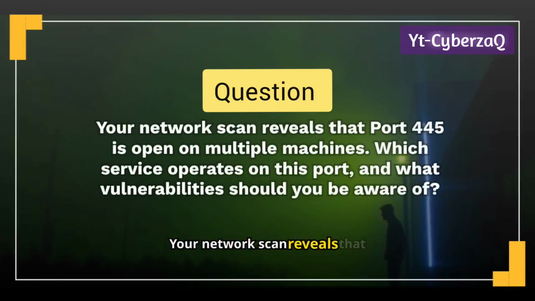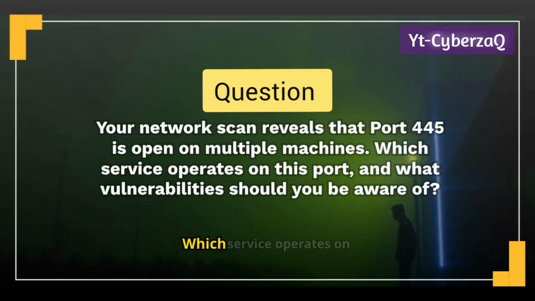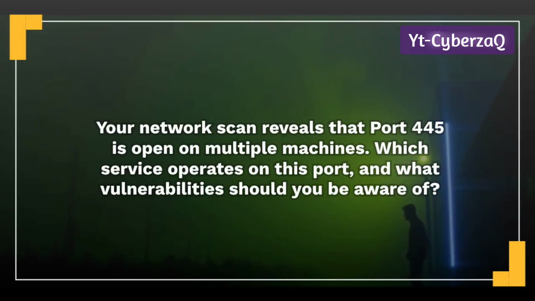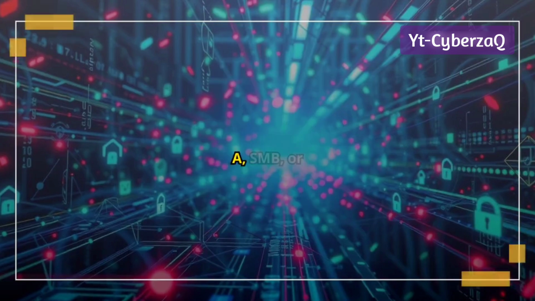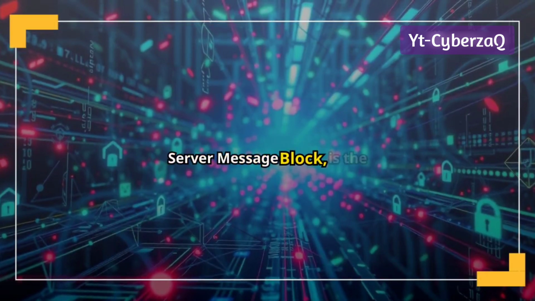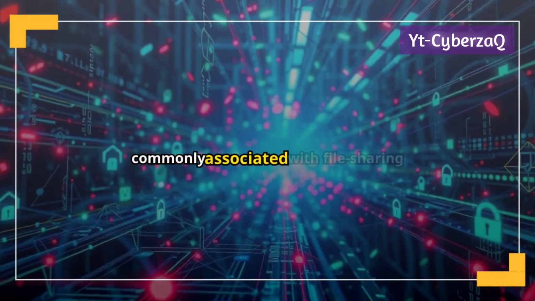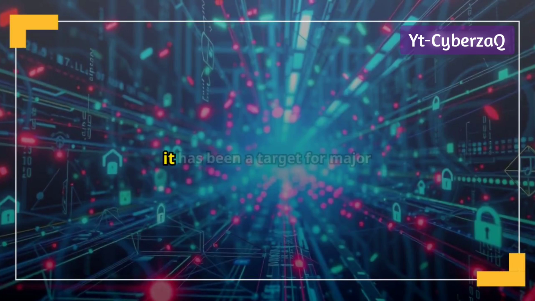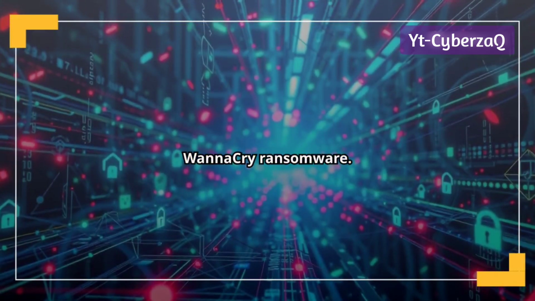Your network scan reveals that port 445 is open on multiple machines. Which service operates on this port, and what vulnerabilities should you be aware of? A, SMB, or Server Message Block, is the correct answer. Port 445 is commonly associated with file-sharing services on Windows networks. However, it has been a target for major attacks, like the infamous WannaCry ransomware.